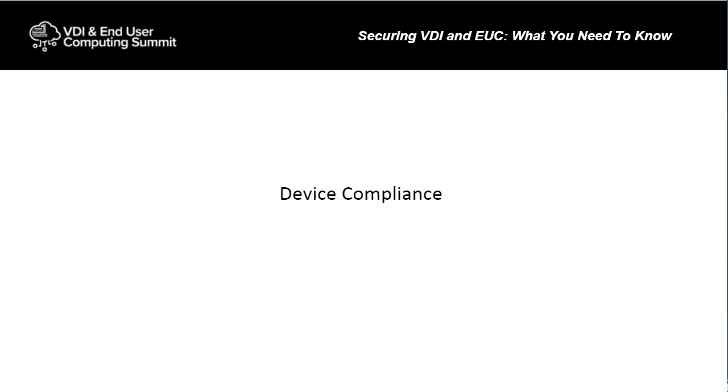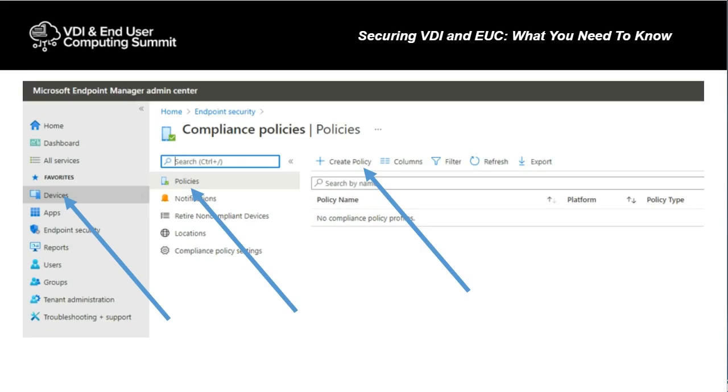So let's talk about device compliance. I've already shown you how Intune can show you if a device is compliant or not, but what does it really mean for a device to be compliant? Well, as I mentioned a moment ago, Intune allows you to create compliance policies. And the way that you would do that is by going to the Devices tab, and then from there you would click on Policies, and then click the Create Policy button, as you can see in this slide.